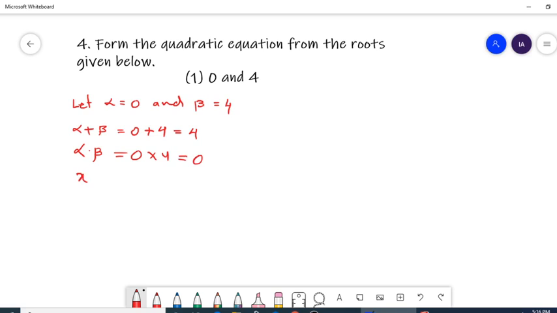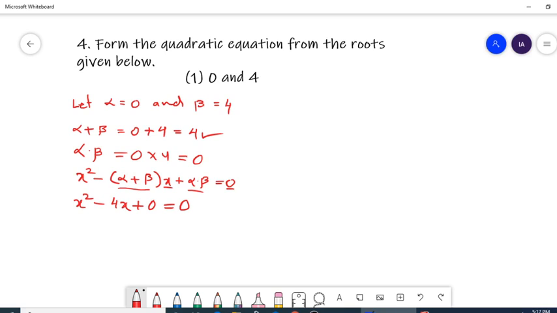Now the general form of the equation is x square minus (alpha plus beta) into x plus alpha into beta equals 0. As per this formation, here I can take x square minus (alpha plus beta), in our case is 4. So here I will take 4 into x, plus alpha into beta is 0. So here I will take plus 0 equals to 0.